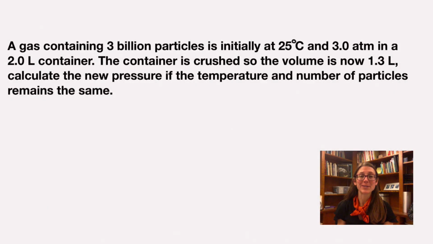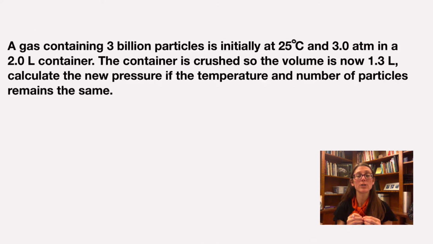The only way to figure this out is to do a couple of examples. I'm actually going to work 3 for you, and they're going to build a little bit in complexity. That third one will have more going on. So let's read this first problem together. A gas contains 3 billion particles, and it's initially at 25 degrees Celsius and 3 atmospheres in a 2-liter container. The container is crushed, so the volume is now 1.3 liters. We're going to calculate the new pressure if the temperature and the number of particles remain the same.